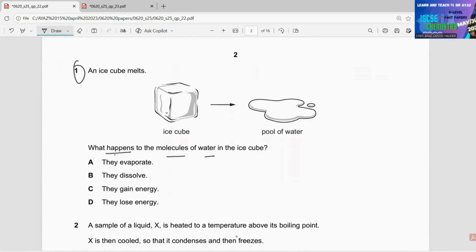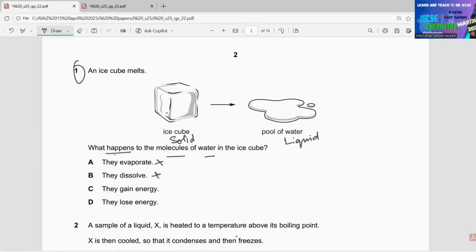A, they evaporate. No, we can't see any evaporation of the molecules of water. There's a conversion of state, that is from solid to liquid. There's a conversion of state only. They dissolve. They are not dissolving. It's only a one state change of state from solid to liquid.